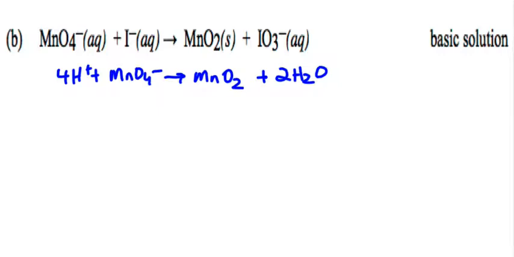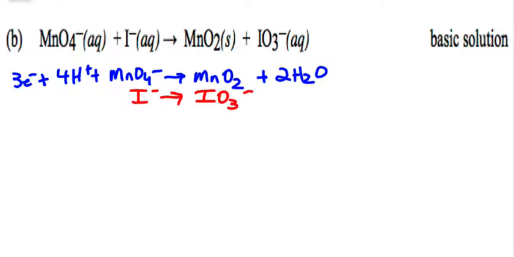All right, now we're going to balance charge. What's my overall charge on the left? +3, and my overall charge on the right? 0, so I'm going to add 3 electrons to the left. So that's one half reaction done. Now let's take a look at the other. Anything that has I in it, I'm going to pull out.